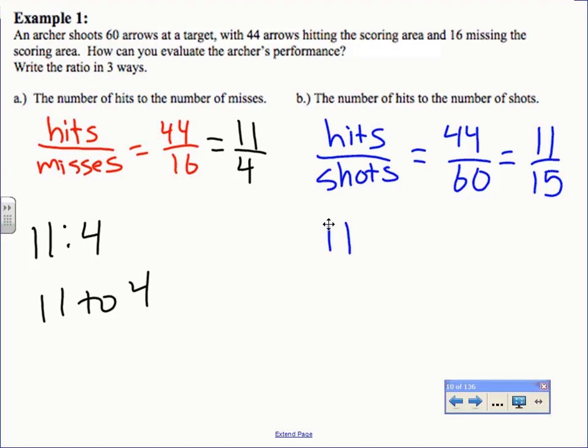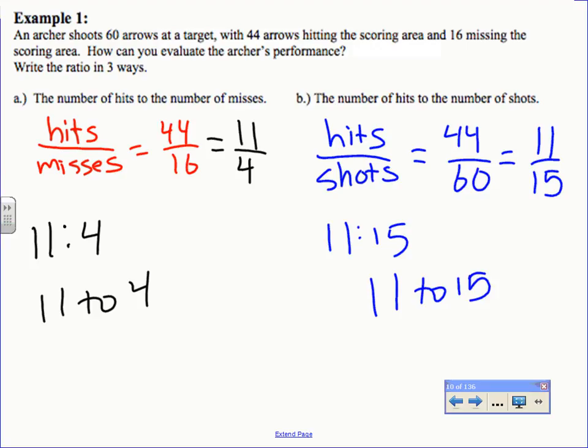Sorry, the fan is loud and they're loud in the hallway. I can't hear standing over here. Mike, what's the other way we can write a ratio? Good. 11 to 15. So make sure it's completely simplified. Here are our 3 ways to write it. Questions on that one? Okay, let's go to example 2.